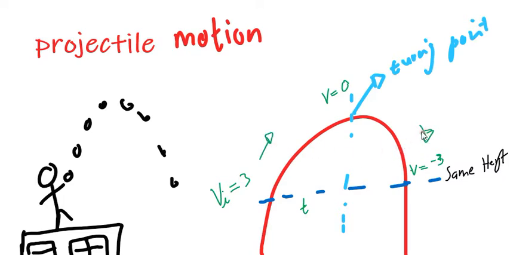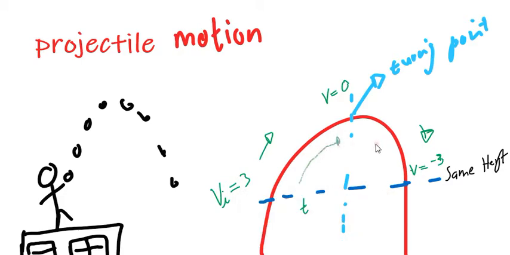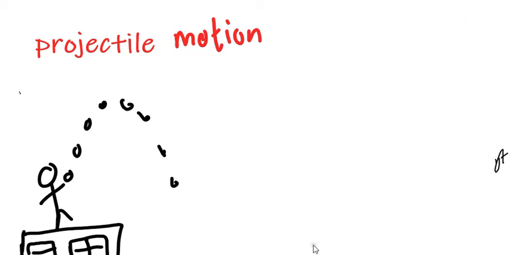The other thing to note is that the time it took the ball to move up is the very same time it's going to take to come back to the same height. So the time the ball takes to go up to the turning point is the same time it takes to come back. That's simple English.